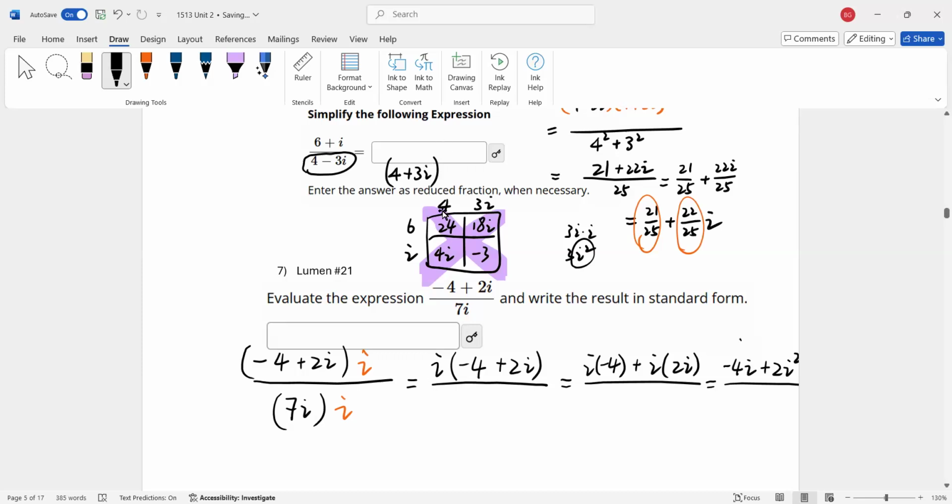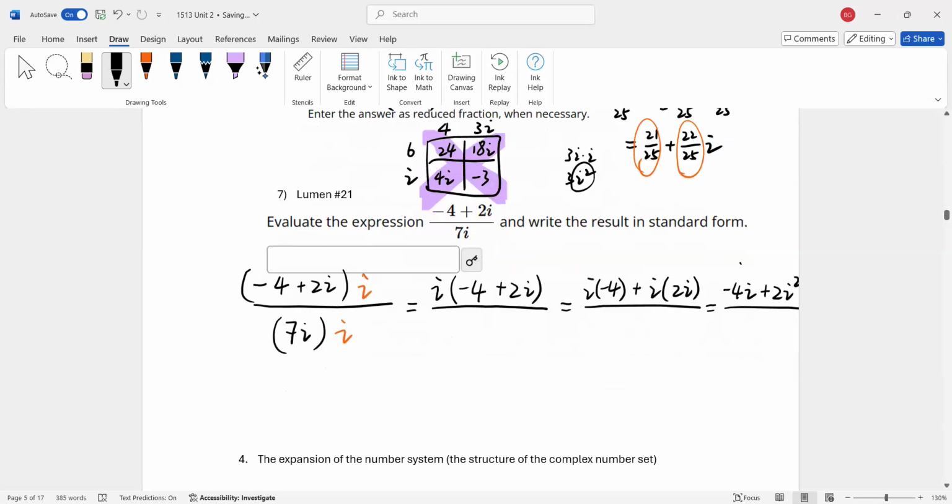Later, we'll keep simplifying the numerator. The denominator, 7i times i, that is 7i squared. And we know i squared is -1. And that is -7, right? Okay, so we can keep going here. Numerator, negative 4i plus 2i squared. i squared is equal to -1. So 2i squared is -2.